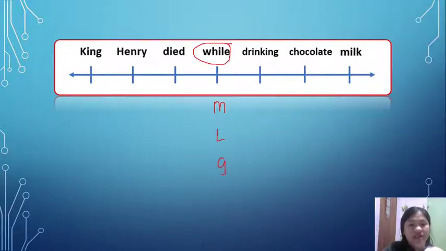Kaya siya tinawag na base, siya kasi yung dinudugsungan noong ating prefixes. Okay, so King stands for kilo, Henry stands for hecto, died stands for deca, drinking stands for deci, chocolate stands for centi, and milk stands for milli.